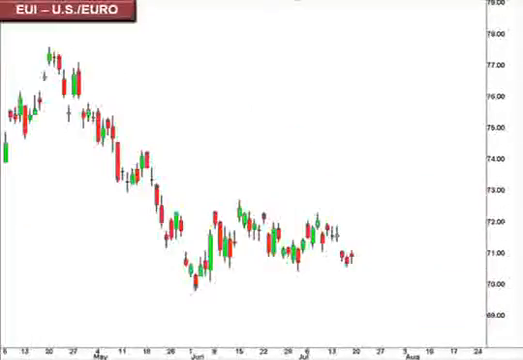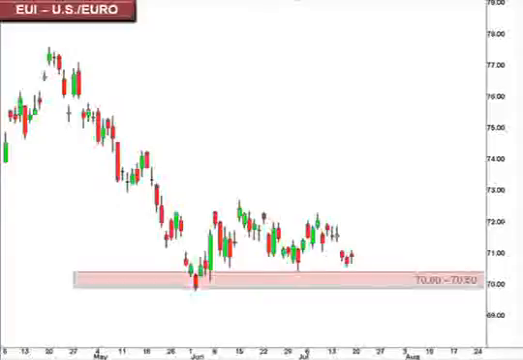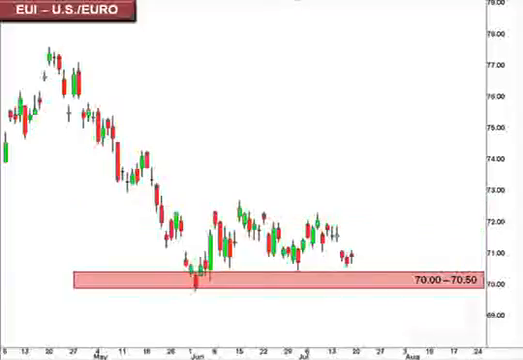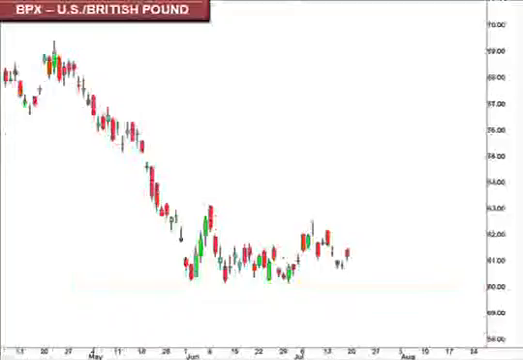All right, let's take a look at the EUI, the US versus the euro. The pair value finished the week just shy of the 70-70.5 focal zone, and although a completion of the move is expected, any strengthening of the dollar is likely to meet with resistance yet again at 72 to 72.5. If the 70-70.5 level does not hold, we will expect an extended downward move into the 67-68.5 focal zone.